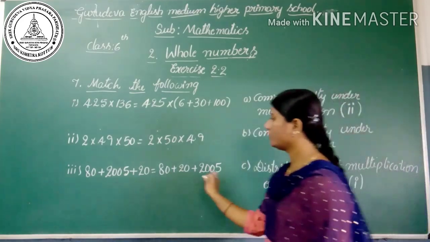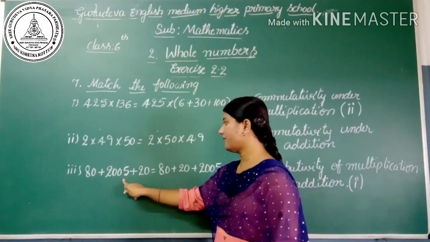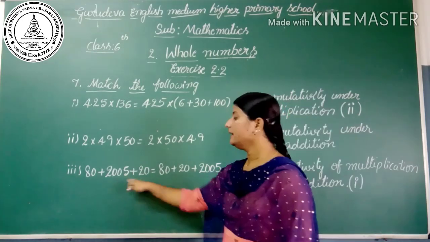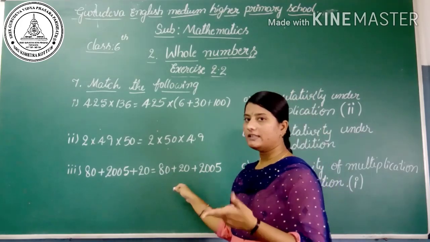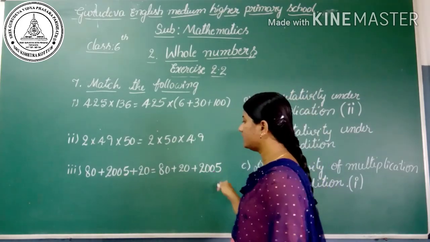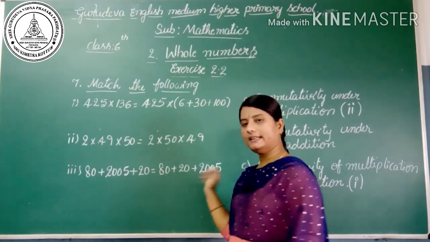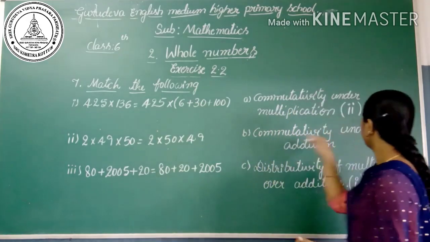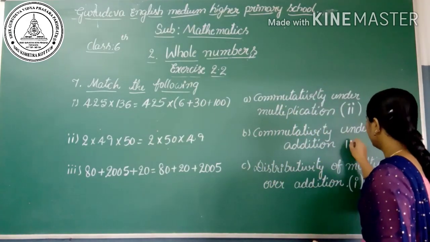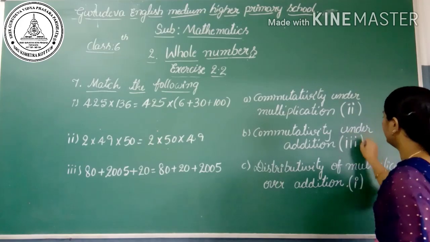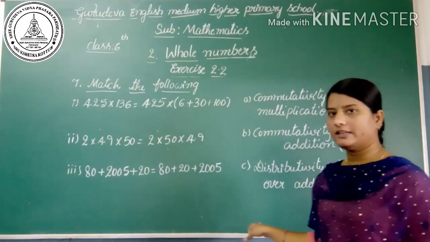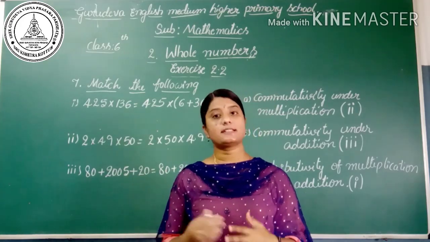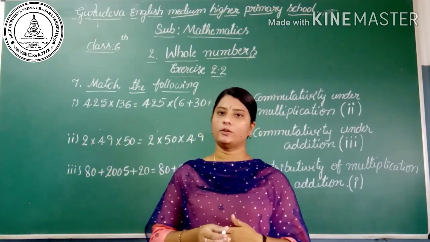And similarly, the third question is 80 plus 2005 plus 20, which is 80 plus 20 plus 2005. Here they change the order. They interchange the orders, the second with the third. So it is commutativity under addition. Yes, here that is the second one. Commutativity under addition. Yes, is it clear? So up to here we have completed exercise 2.2. Rest of the problems you have to do in your notes. Okay.